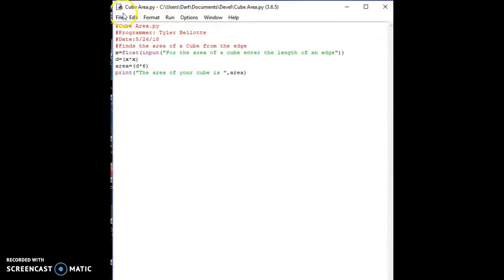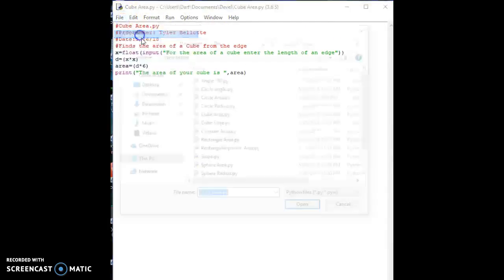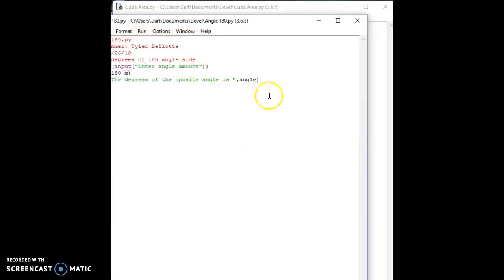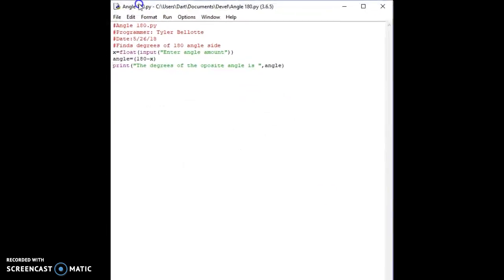Exit out of that. File, Open. Let's do angle 180 this time. Move it over. Okay. For this program, we just took a straight angle out of a straight line, and whatever degrees you put in for one side should give you the other side out of 180.